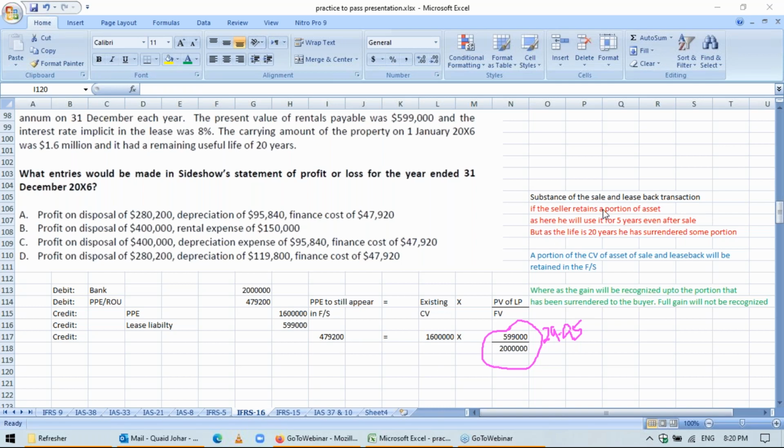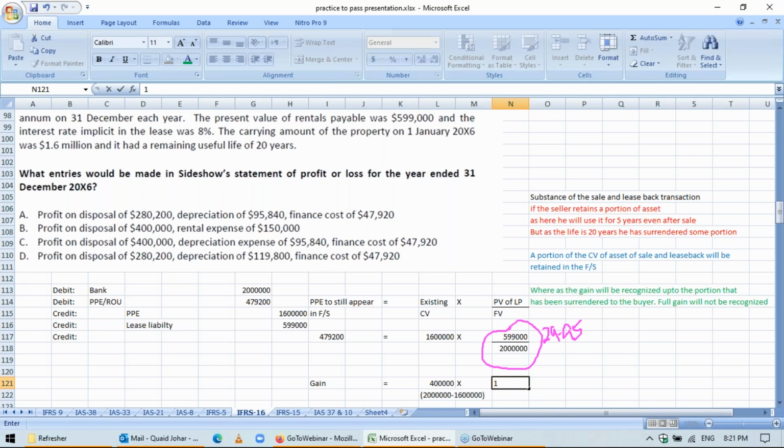So what portion is sold? 70.05%. You can only record the portion of the gain which has been sold. So how will you calculate that gain? The total gain on the asset is 4 lakh, am I right? 4 lakh comes like this: 2 million was the sales price minus the carrying value, which was 16 lakh. This gives you 400,000 or 0.4 million, right? This is the gain. Now, out of this, what has been retained?